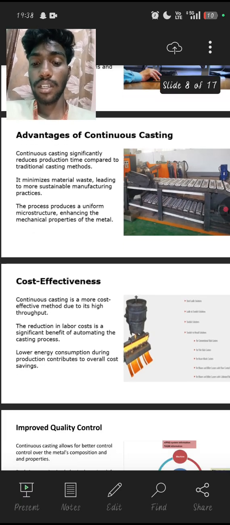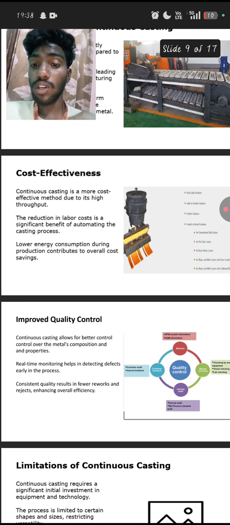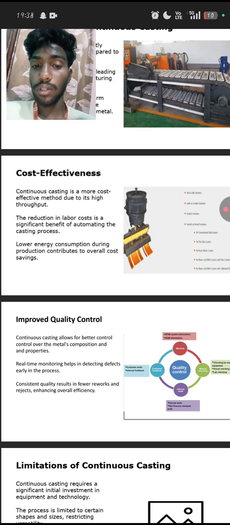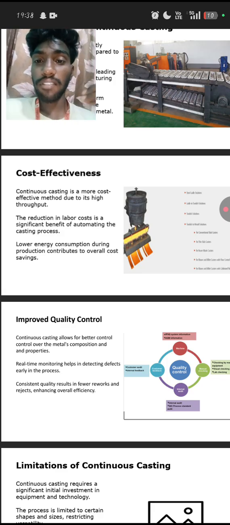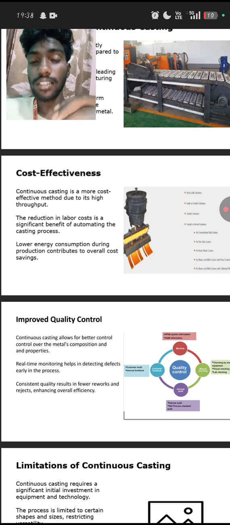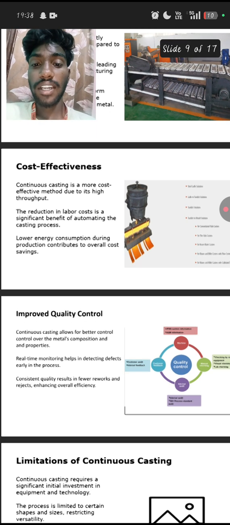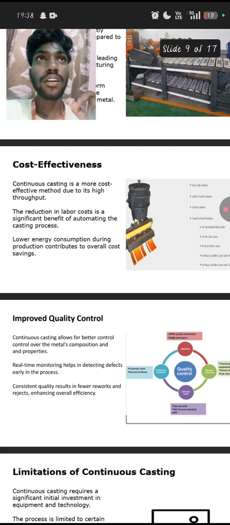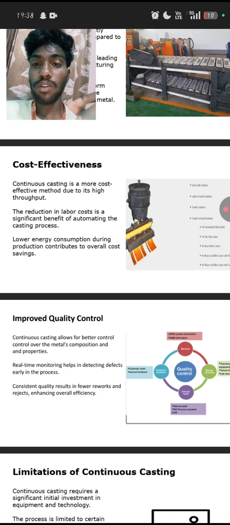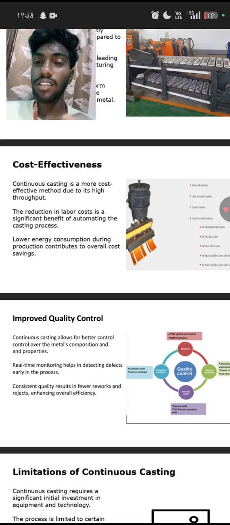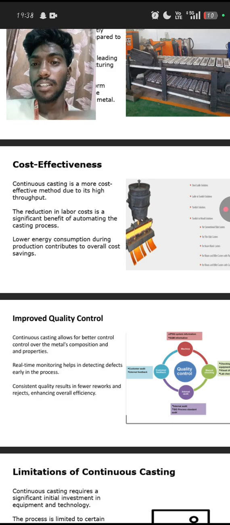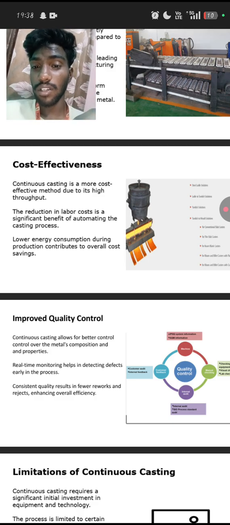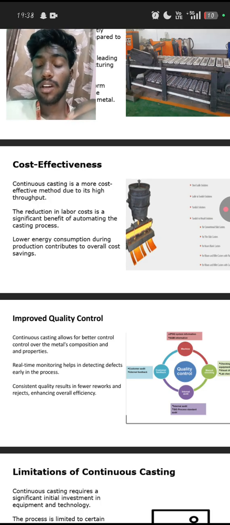Cost effectiveness. Continuous casting is a more cost effective method due to its throughput. The way it has evolved, continuous casting is a cost saving method. The reduction in labor cost is also significant. In a lot of manufacturing processes we have labor, but here the cost given to labor is significant, because we benefit from automating the casting process. Lower energy consumption during production contributes to overall cost savings.